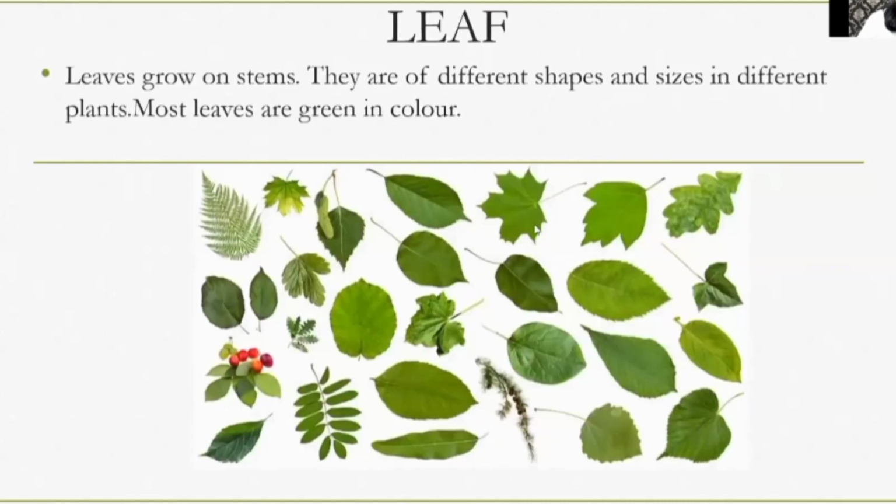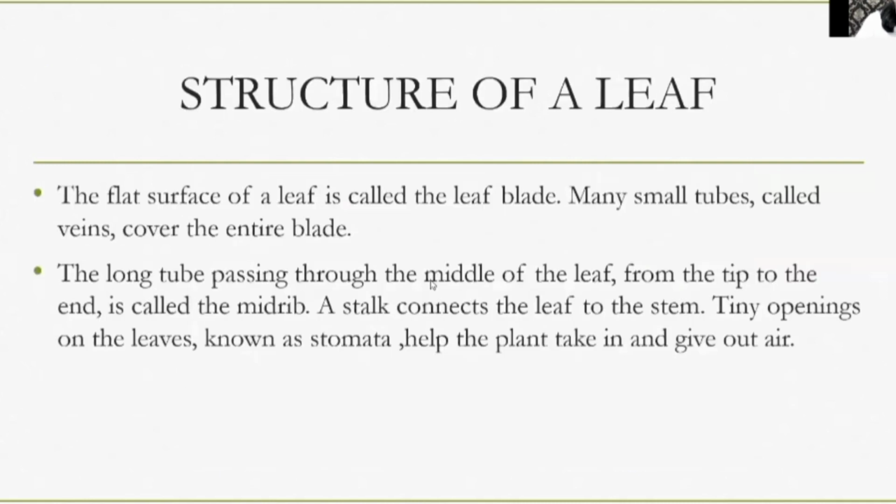Moving on, leaf. We have come to the leaf. Leaves grow on stems. They are of different shapes and sizes in different plants. Okay, so most leaves are green, isn't it, children? The most plants or leaves that we see are green in color. So they are of different sizes and shapes and they grow on stems. Okay, what is the structure of the leaf? Very important, children. We should know the structure of the leaf.